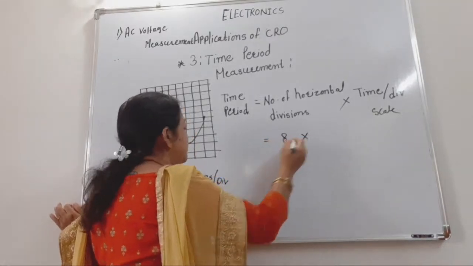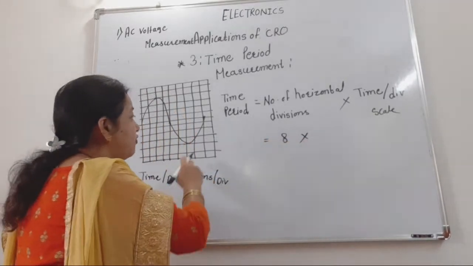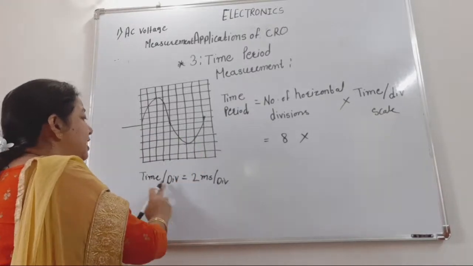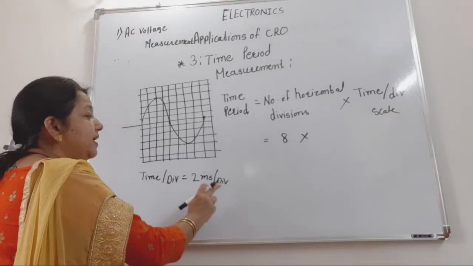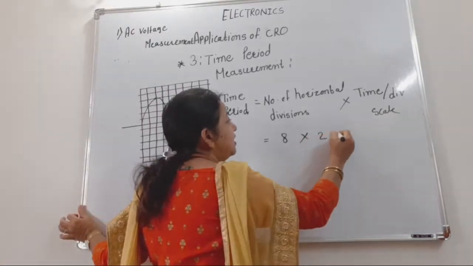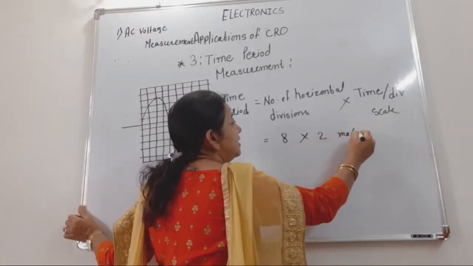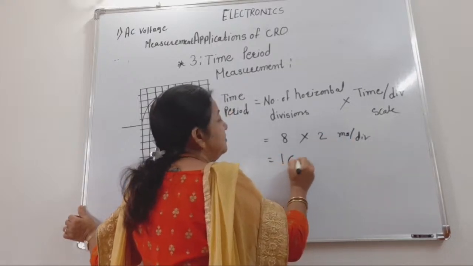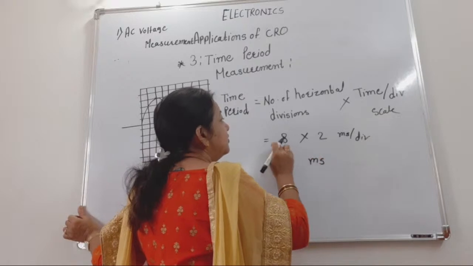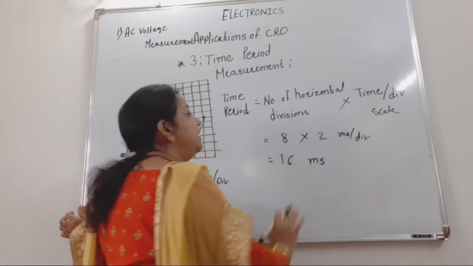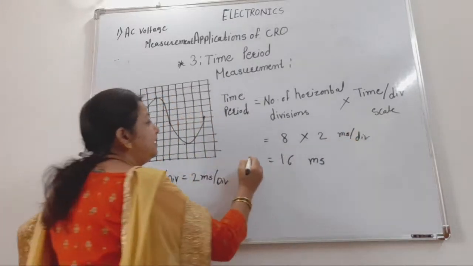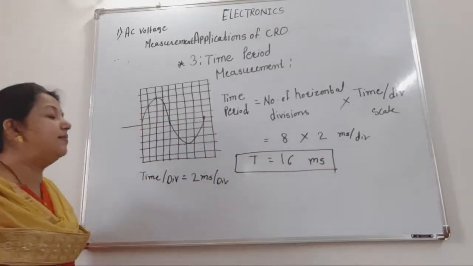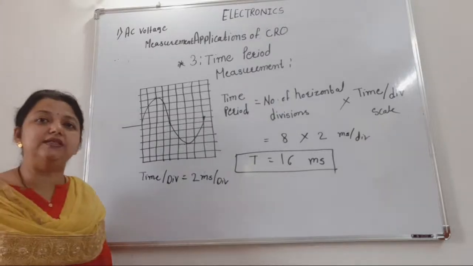And what is the time per division scale for the present example? Time per division, now we keep on 2 milliseconds per division. So here 2 milliseconds per division. Therefore 16 milliseconds. Here division cancels with division, millisecond remains. What is the time? For the similar wave, periodic time T is equal to 16 milliseconds.